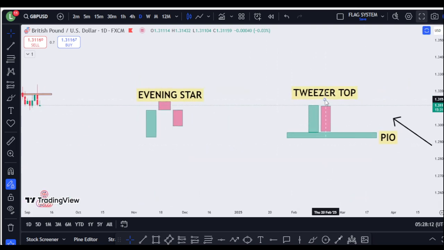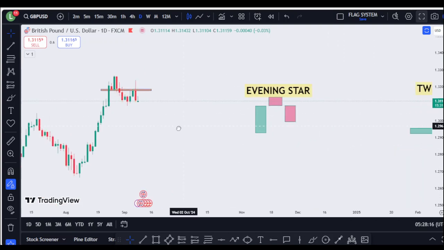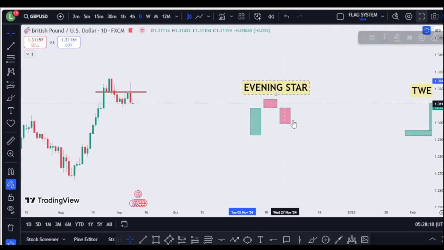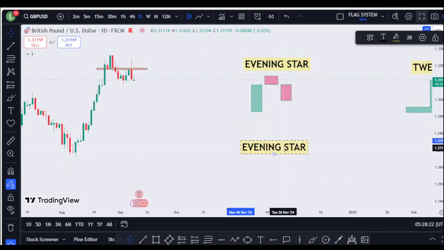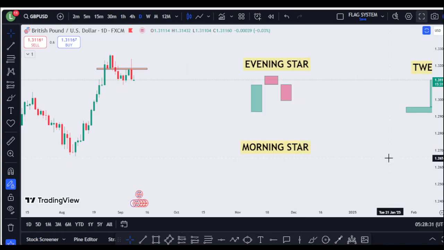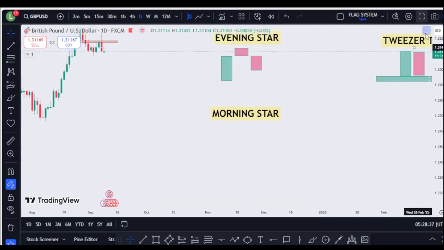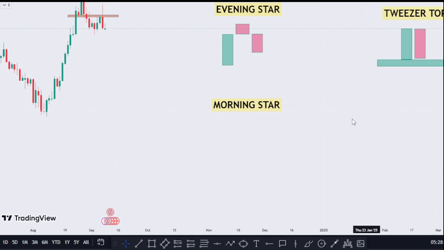Now this tweezer top. So let's go to tweezer Morningstar. Let's start from Morningstar as well. So let me change this one to Morningstar. This is Morningstar. Yeah, let me try to draw it so that you can understand it very well. That's why I'm taking my time to explain these things.